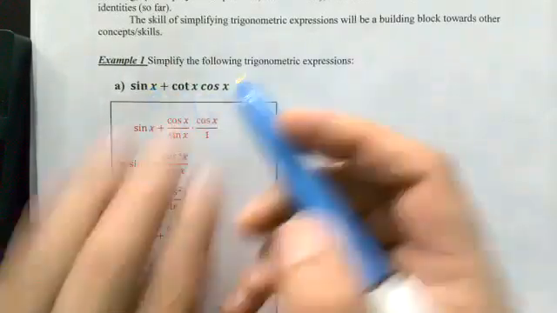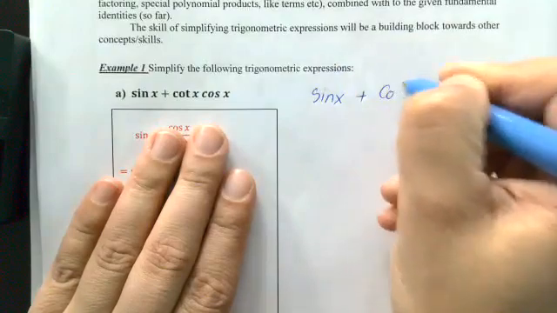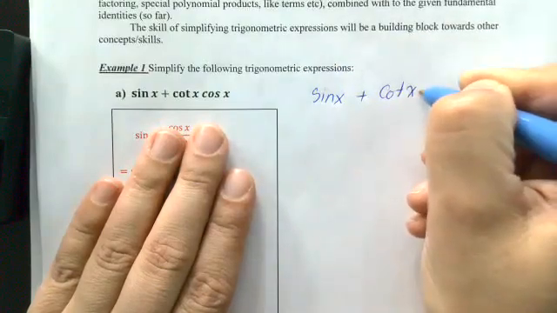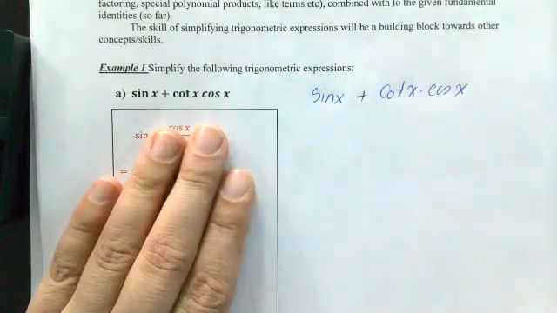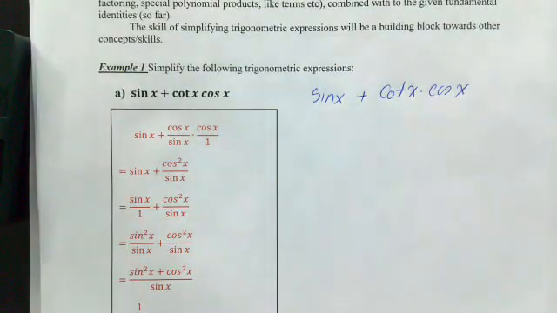So we have sine of x plus cotangent x times cosine of x, and we are asked to simplify it. Well, what does it mean to simplify? Well, to simplify means what?